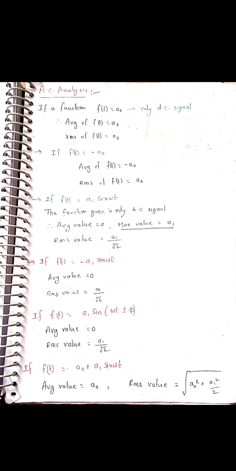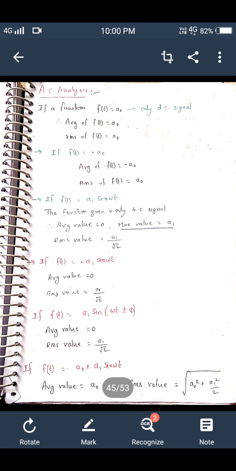Next, if a signal is given as A1 sin omega t plus or minus a phase angle, in this condition also we can say it is an AC signal, because it is associated with sin or cos. Then the RMS value is A1 by root 2. A1 by root 2. Very important.